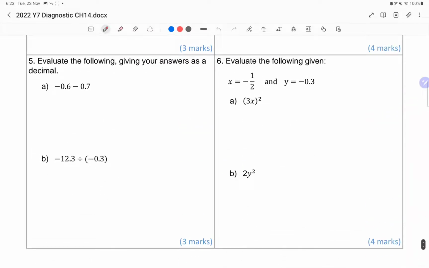Out of 16, the ones that you would potentially struggle with would be question 6, maybe. Yeah, question 6. Or 5B. You know how to do 5B? Yeah, okay. Let's try 5B.